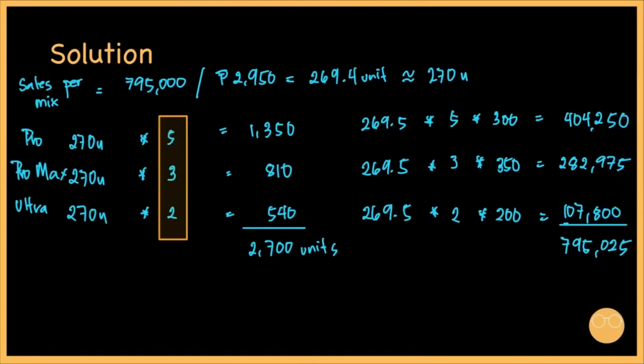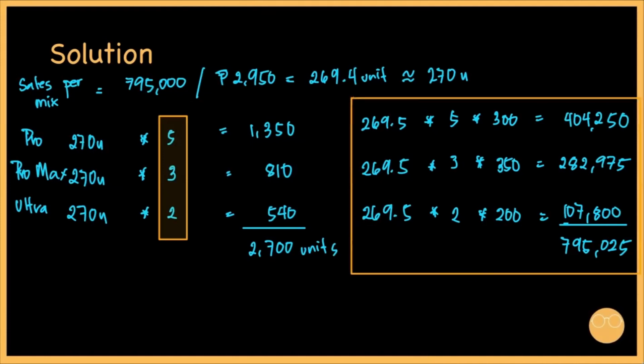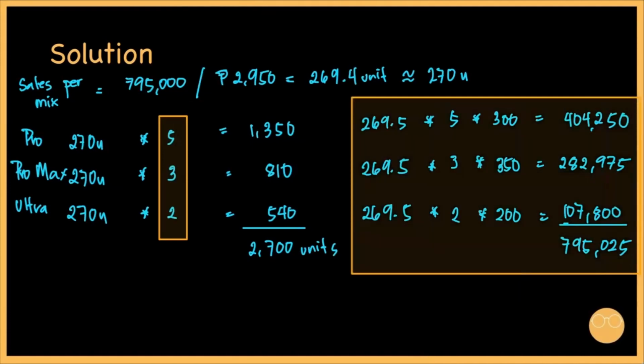Now, for us to prove that the difference is due to the rounding off, let us use this pattern. So instead of using 270, let's use 269.5, and you will get almost the exact total fixed cost amounting to 795,025 pesos.